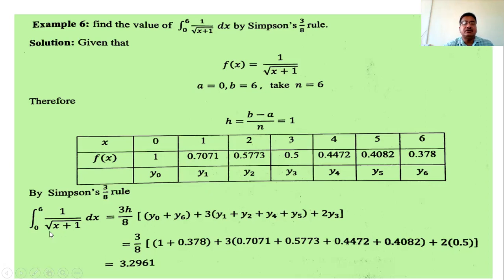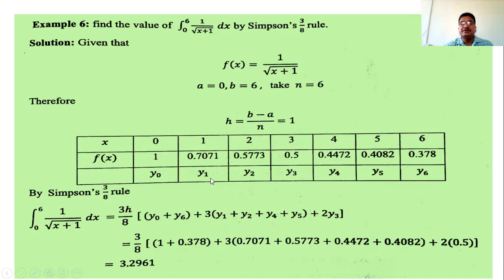So what is Simpson's three-eighth rule? Integration a to b f(x) dx, that is integration 0 to 6 of 1 by root (x plus 1) dx, is equal to 3h/8. This is the coefficient of the bracket in Simpson's three-eighth rule, 3h/8. In the bracket, first value plus last value, y0 plus y6, plus 3 times, in bracket, write the values of y whose suffixes are not 3 or multiples of 3, and except first and last.